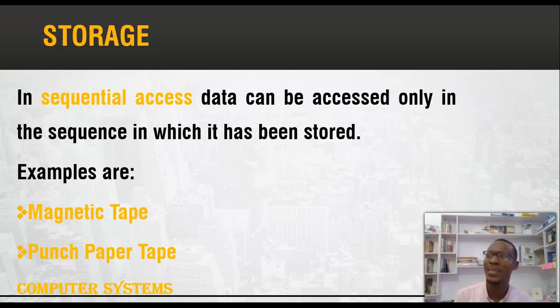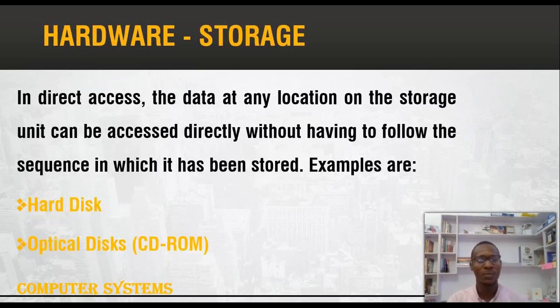If you recall our magnetic tape, those days we had a tape that we used to record music. If you want to play a song in track 7, you need to fast forward or play from track 1 to track 2 to track 3 up to track 7 before it could be played. We cannot jump from 1 to 7. It doesn't work that way because it's sequential. Data can only be accessed in the sequence in which it has been stored. So the two examples we have there are magnetic tape and punched paper tape. The other examples, you can check online.